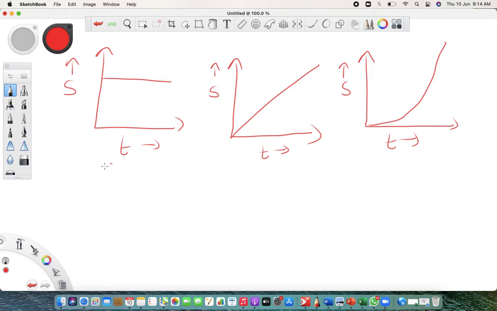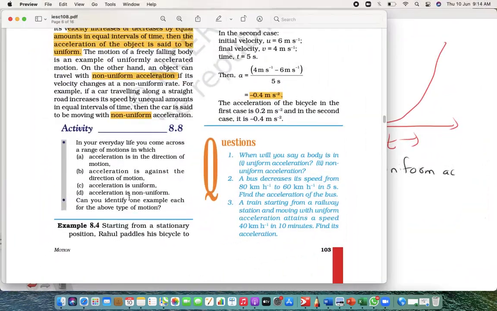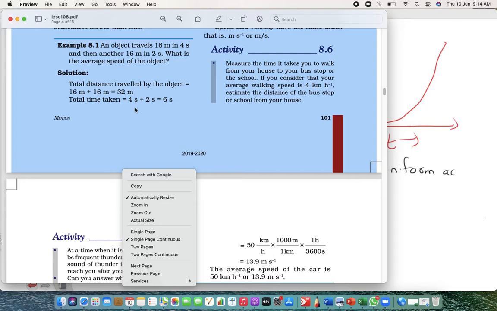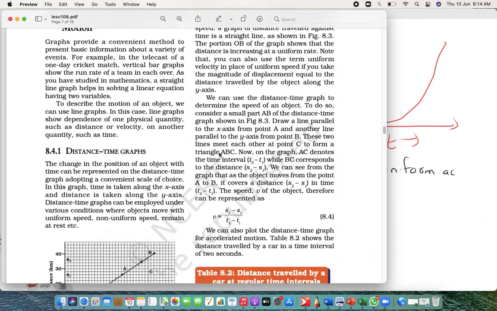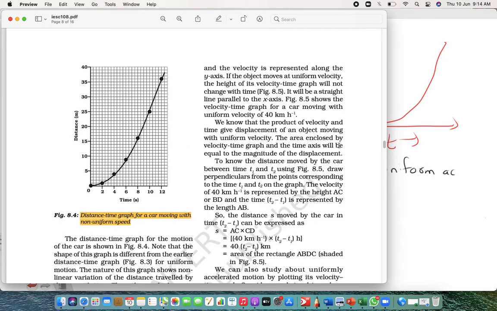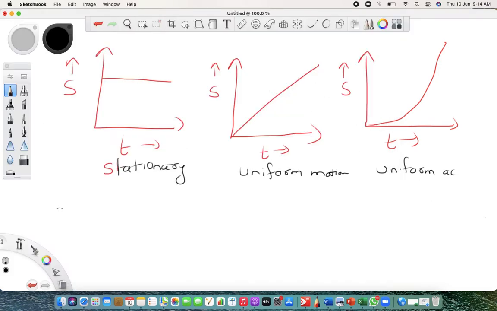So in this one, this is stationary. This is uniform motion. And this is uniform accelerated motion. Right? Or we have said it is non-uniform motion. The third one which we have mentioned is a non-uniform motion.